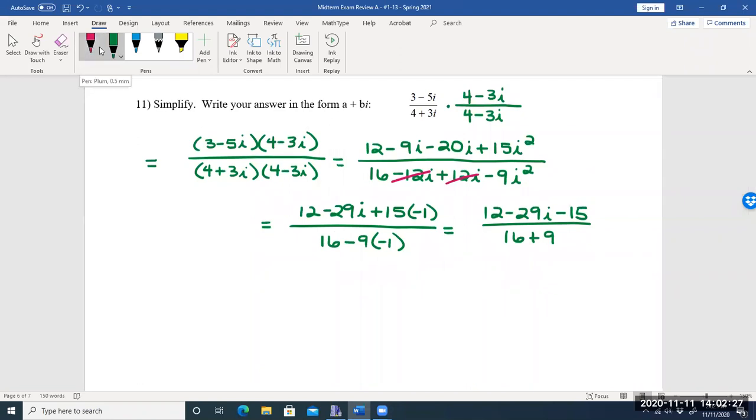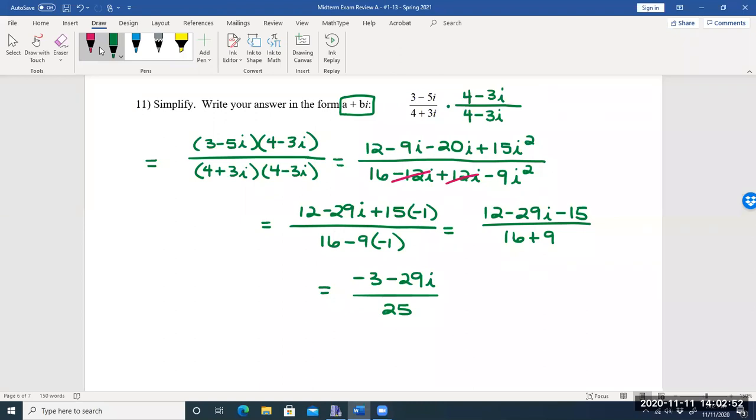Then I'm going to combine my like terms. 12 minus 15 is negative 3. And 16 plus 9 is 25. Now we're not quite done. There's one extra step, and that would be we want to write our answer in the form a plus bi.